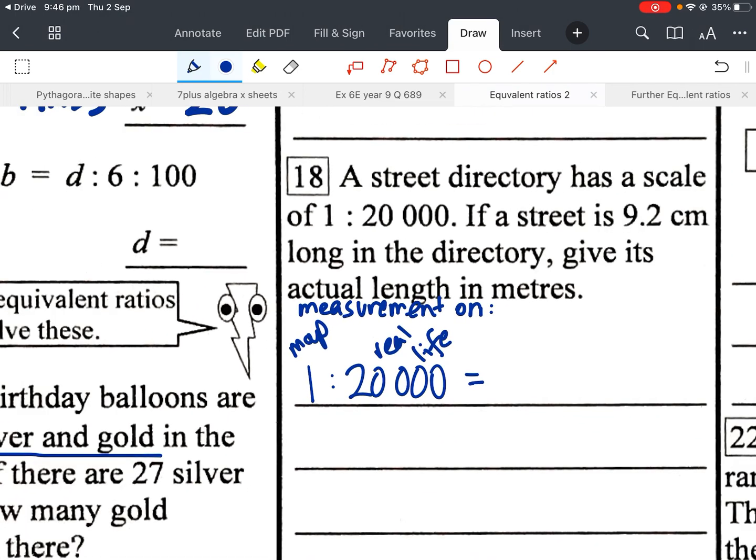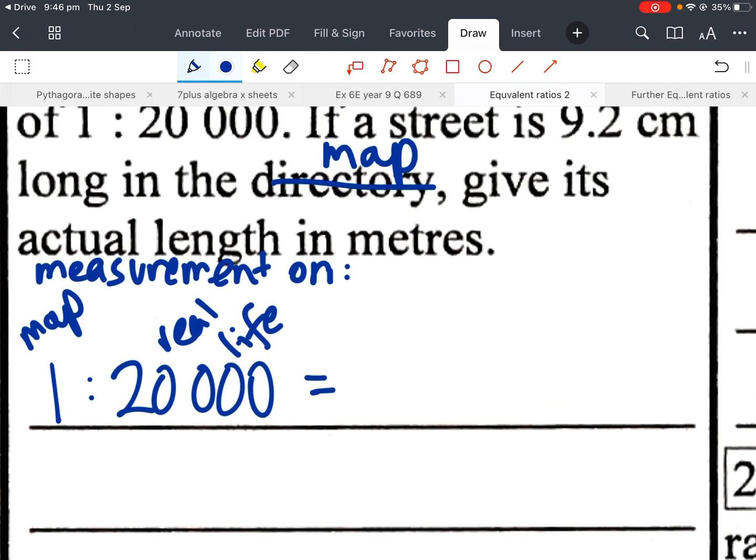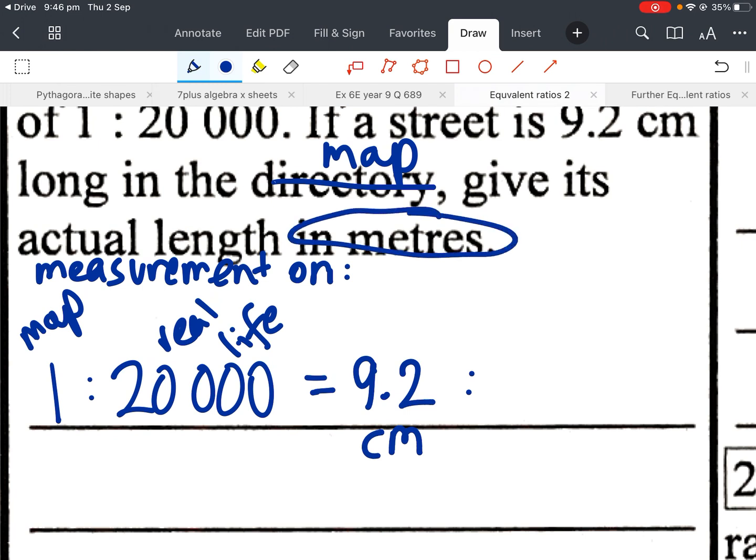All right, so it says if a street is 9.2 centimeters long, we'll say on the map. We'll pretend, that might make more sense in a directory. So I have to put 9.2. Now, whatever units they give me in the question, that's what my units are going to be in the answer. But it does say here, length in meters, so we're going to have to change something in a minute to meters.